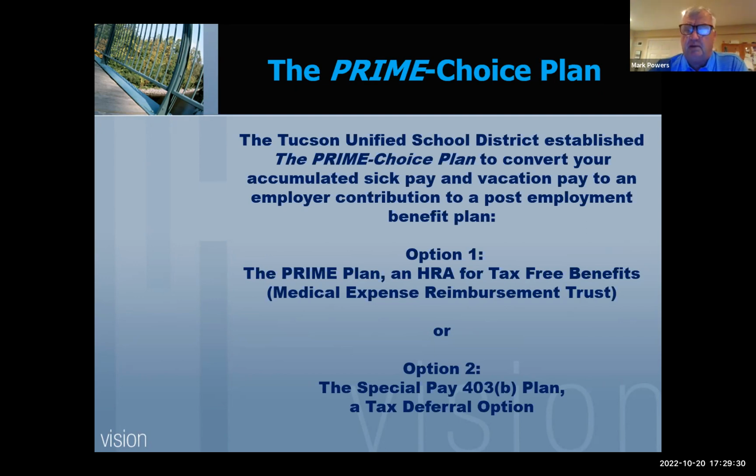Option one is the Prime Plan. Prime Plan is an HRA to provide tax-free benefits for post-retirement healthcare expenses. It's a medical expense reimbursement trust. Or if you don't need money for healthcare, then the employer is going to make a contribution into option two, a special pay 403B plan. A special pay 403B plan provides a tax deferral option. So in essence, what happened was, prior to the program being put in place.